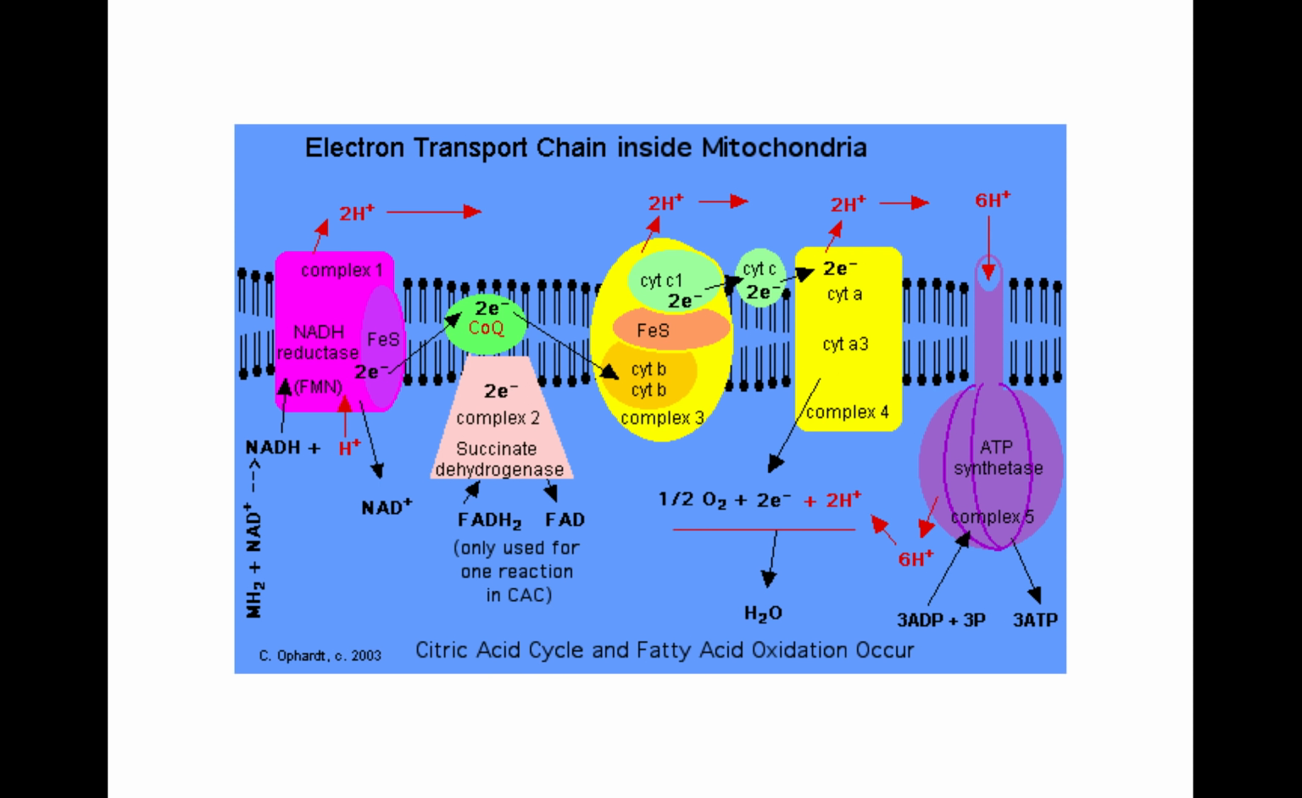So here's a diagram of the electron transport chain. It should look pretty similar to you. You have your electron transport enzymes. The electrons are going to bounce from enzyme to enzyme. And then at the end, you have another thing that's very familiar to you, ATP synthase.